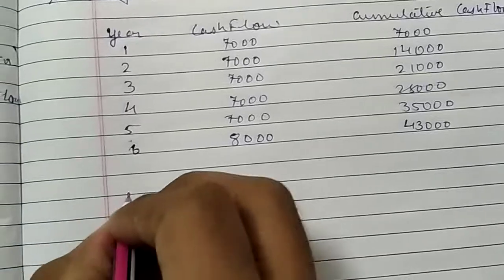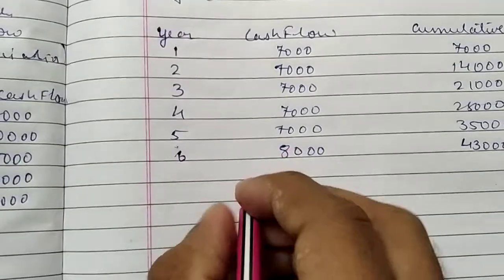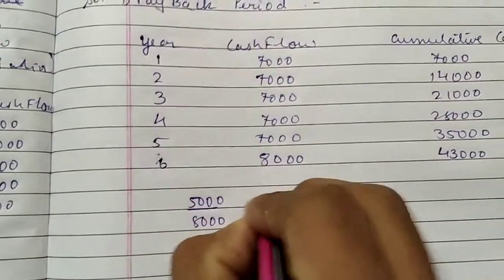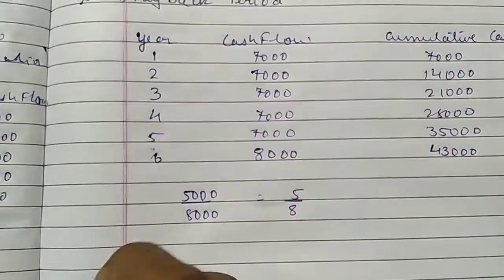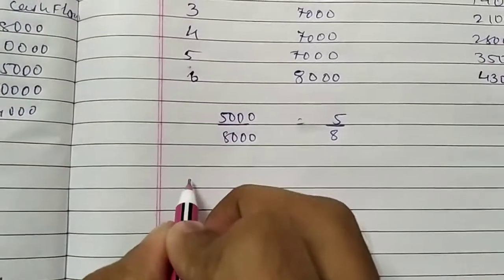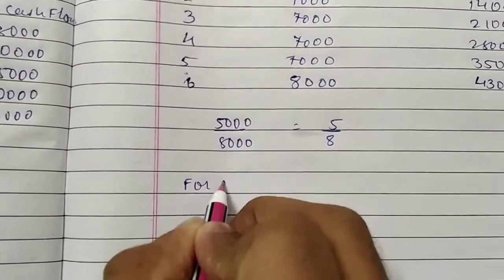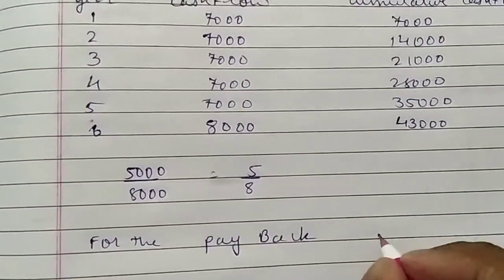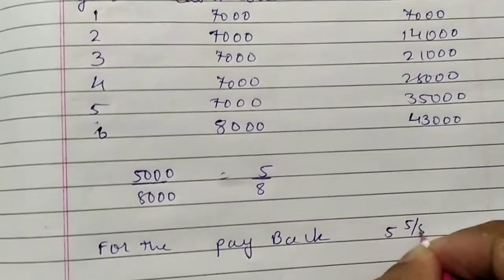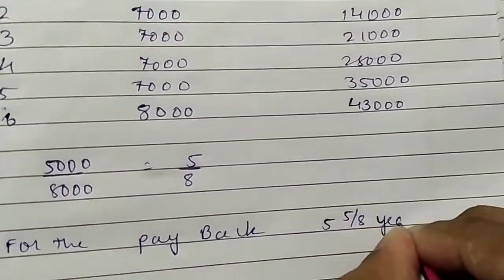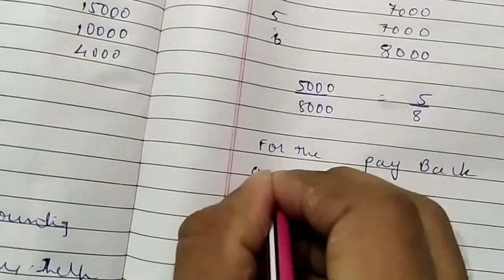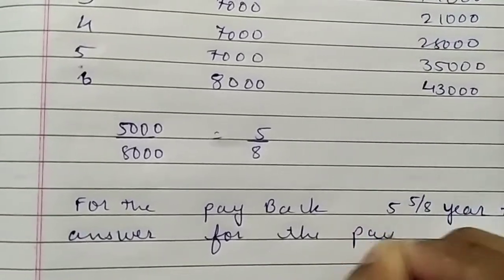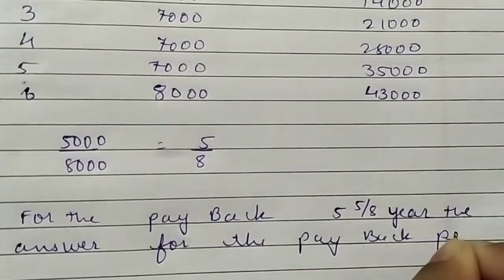As we know that we need only 40,000 rupees, we would be dividing 5,000 by 8,000. That would give us 5 by 8, and so the payback period would be 5 years and 5 by 8 years. That would be the answer for the payback period.